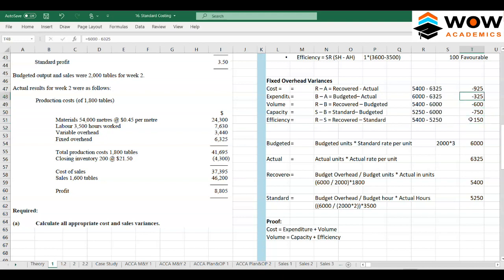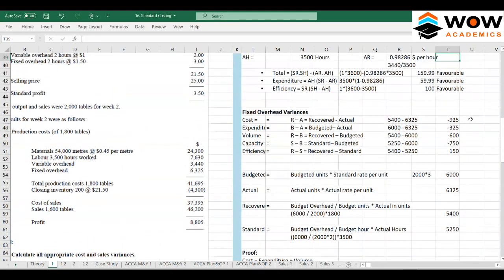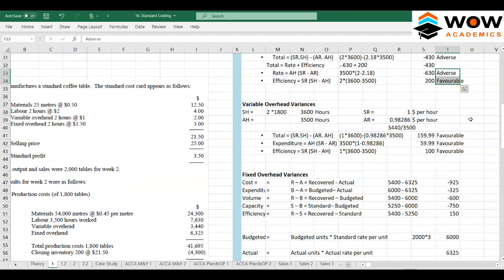Okay, see, almost all variances are negative, so they are adverse. Mostly they are adverse. So they are adverse for all these. And they are favorable here.